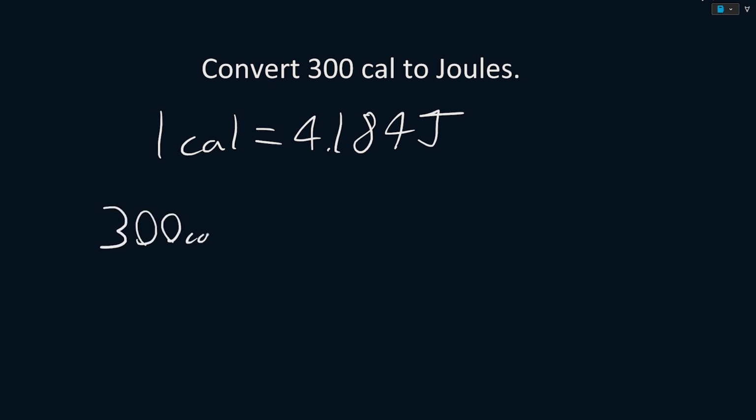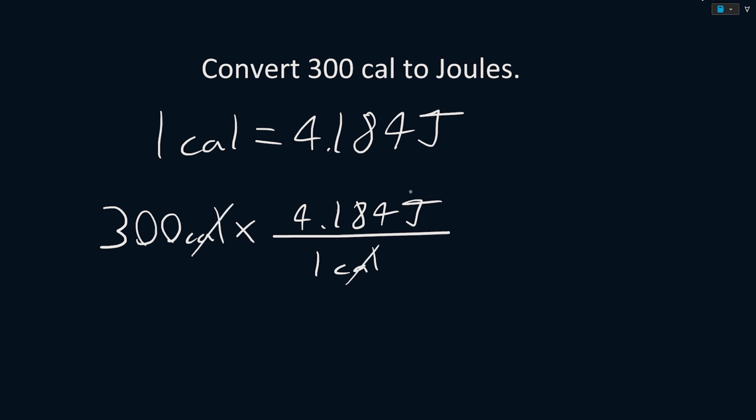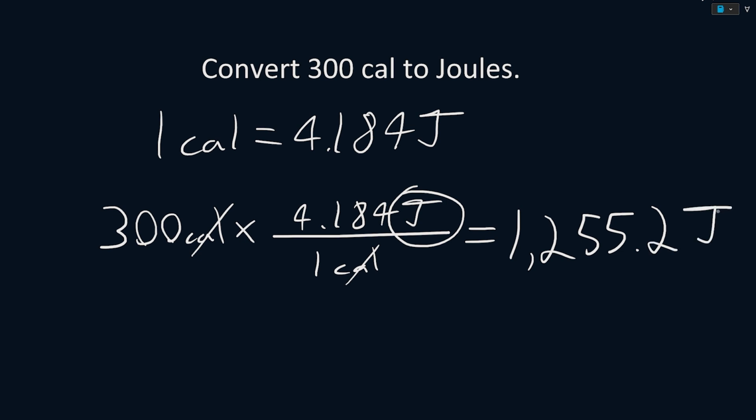Convert 300 calories to joules. First, we need to know our conversion factor of 1 calorie is equivalent to 4.184 joules. Now to convert 300 calories into joules, we need to multiply through our conversion factor of 4.184 joules for every 1 calorie. Multiplying through this, we see that the calories cancel and leave us with joules. This gives us that 300 calories is equivalent to 1,255.2 joules.